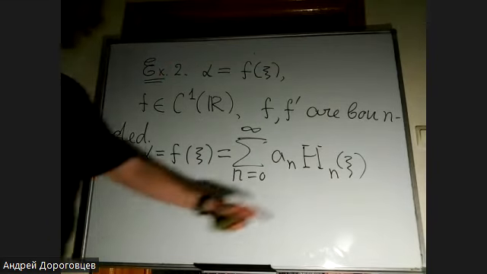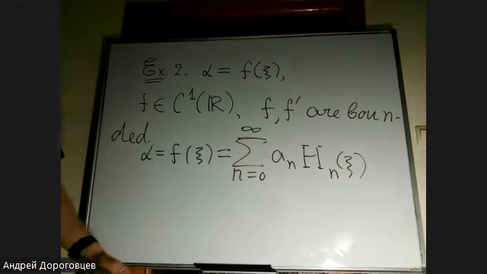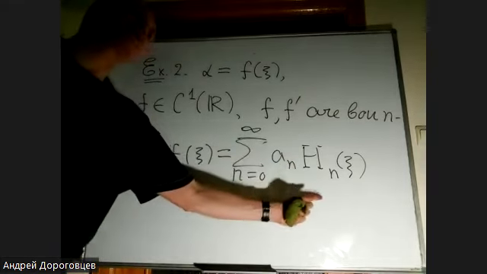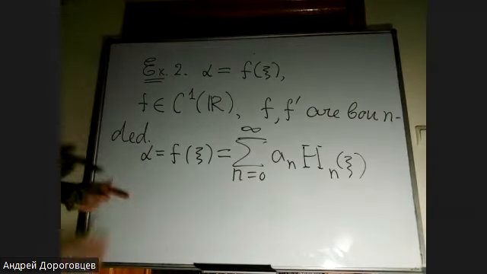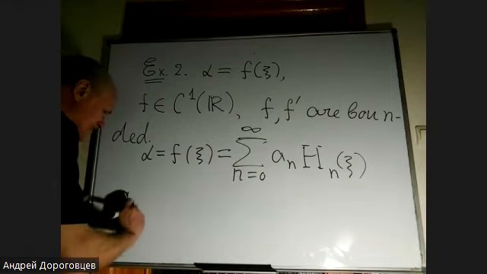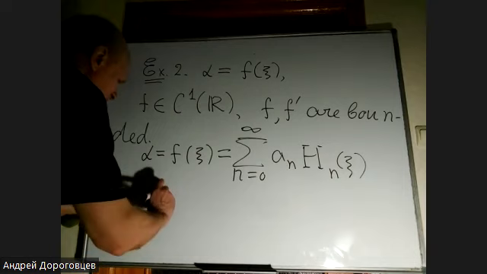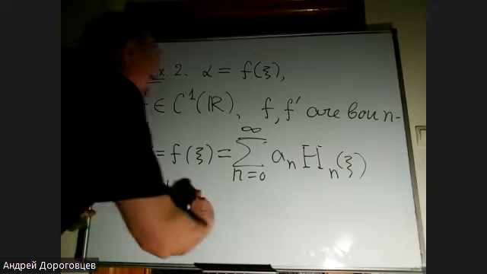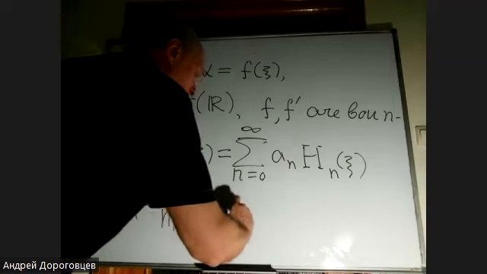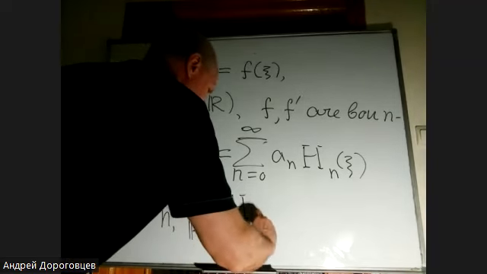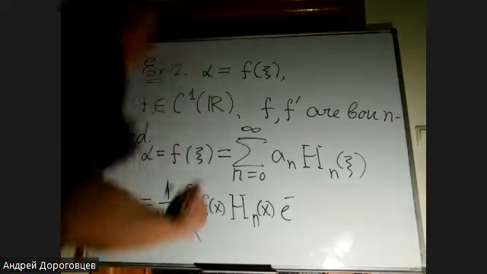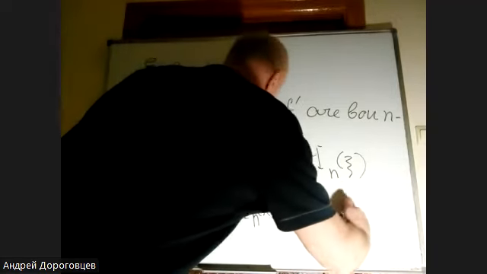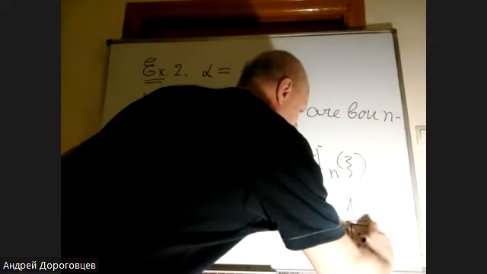And since we mentioned that H_n are orthogonal polynomials with respect to the standard Gaussian distribution on R with the norm of H_n equal to the square root of n factorial, then it's easy to see that a_n is 1 over n factorial times 1 over square root of 2 pi times the integral over R of f of x, H_n of x, e to the minus x squared over 2, dx.